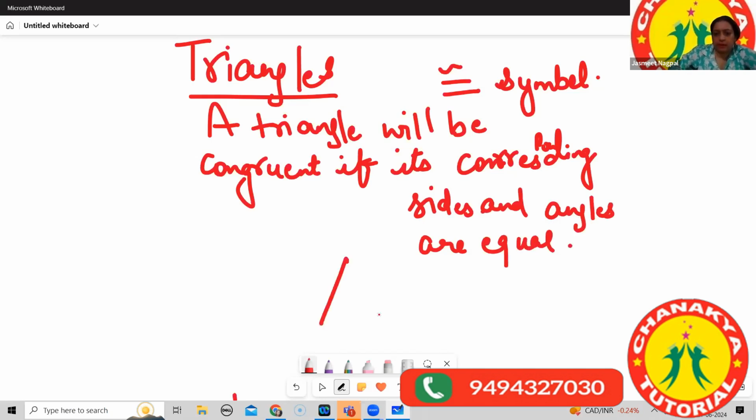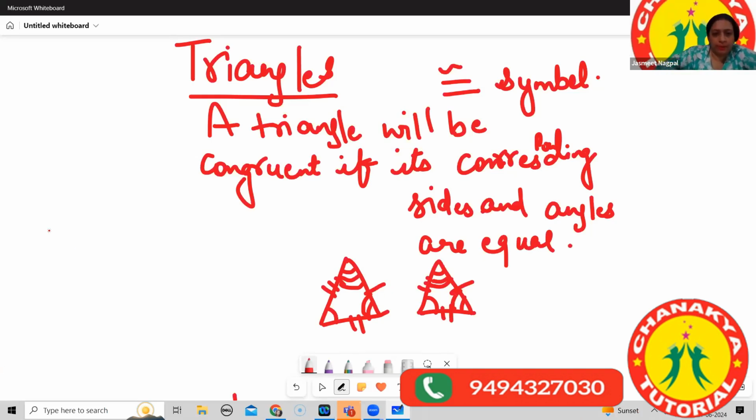Suppose this is a triangle and this is another triangle. So this is equal to this, that one equal to that one, and this one equal to this one. And this is a side. Side equal to side. This side is equal to this side. This side equal to this side. So that you can say it is congruent.